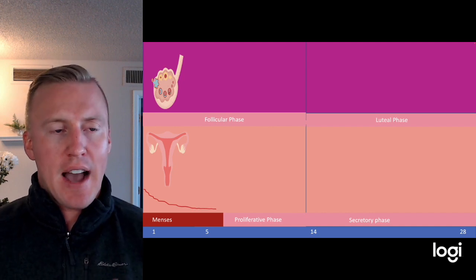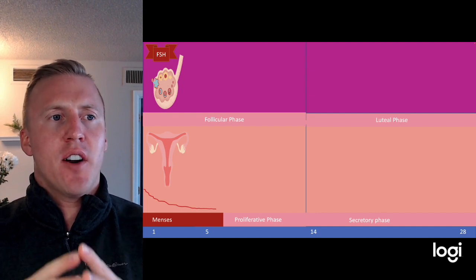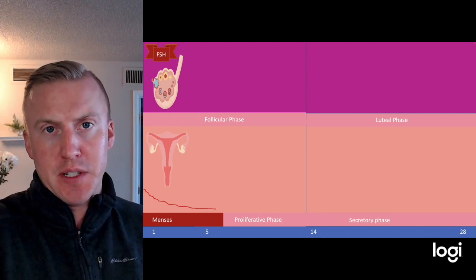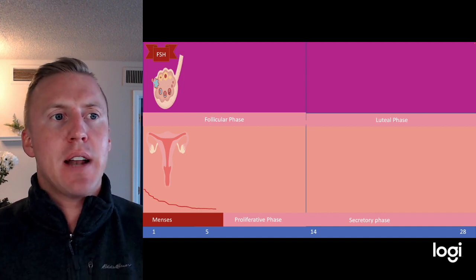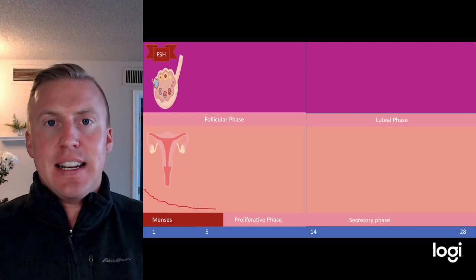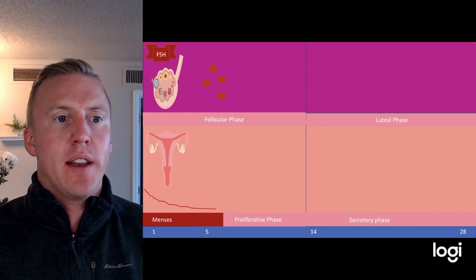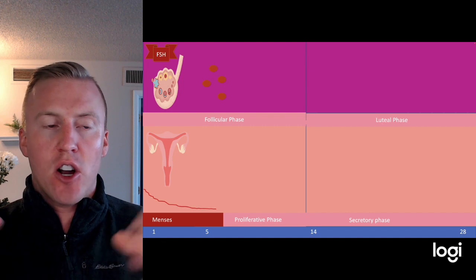So what we have here happening is we have a lot of release of our follicle stimulating hormone, which we know comes from our pituitary gland. We're going to go through the HPO axis after this. But basically what happens is our follicle stimulating hormone comes out. And just like the name says, it's going to go to the ovary and say, hey, start making or growing more of our follicles. So our follicles that are in there are going to grow larger and larger.